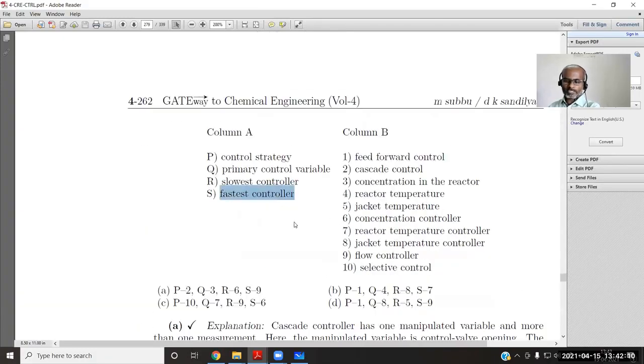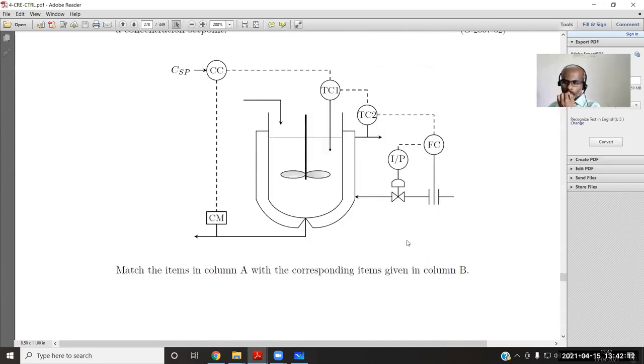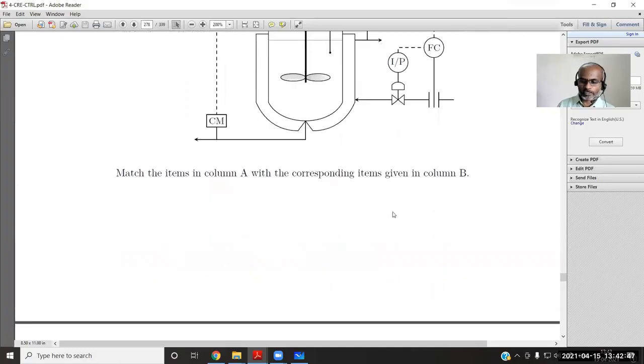So what is the fastest controller? Normally the fastest controller will be the innermost loop. The flow is the innermost controller, and the flow is the fastest process. The flow process has a time constant equal to volume divided by volumetric flow rate: the volume of the fluid contents of the pipeline segment divided by the volumetric flow rate. So it is very fast, with a very low value of time constant.